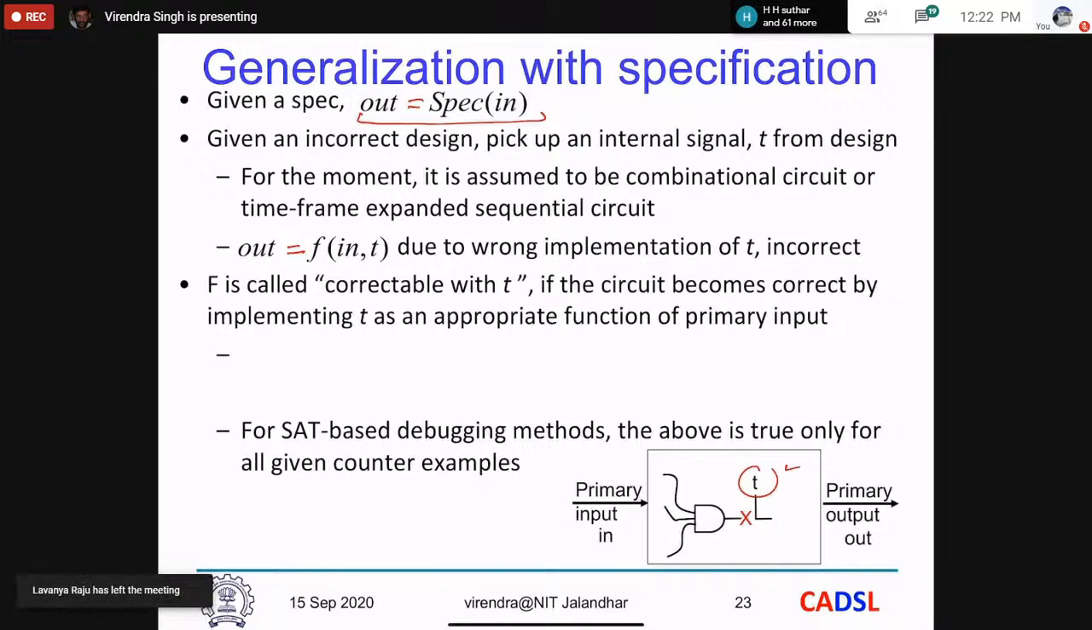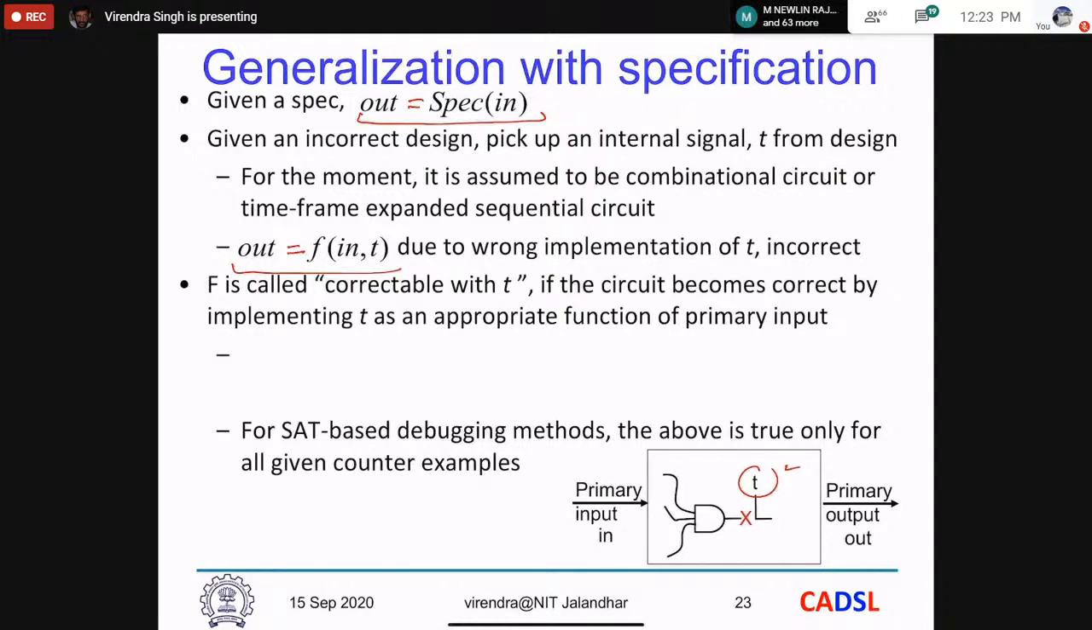T, because I introduced one additional variable. Earlier my output was a function of only the input. Now this becomes a function of input as well as T, right? So my output is a function of input and T because of the wrong implementation of the T.